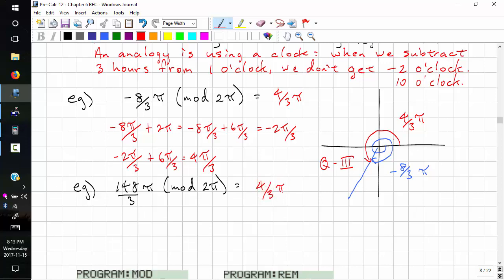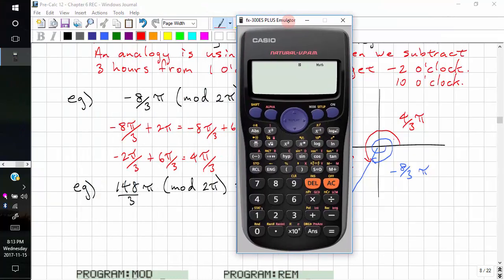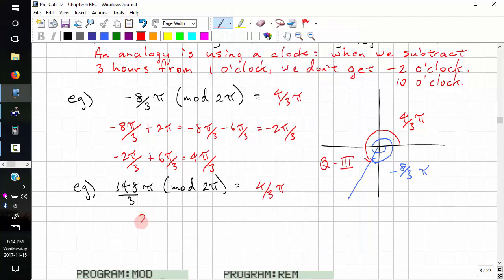You could do this by using a simple calculator. And what we need to do is 148 divided by 3. And then we have to divide it by 2 because we're modding it with 2. So that means it's 24 times around with a remainder of 0.6666, which is 2/3. We need to multiply this by 2 because we were dividing by 2. And this is 4 pi over 3.